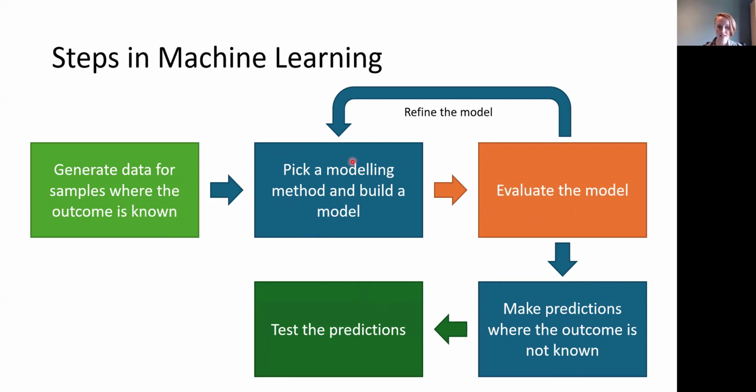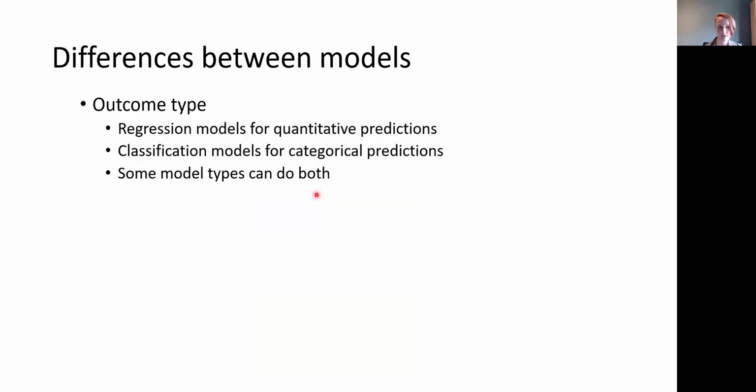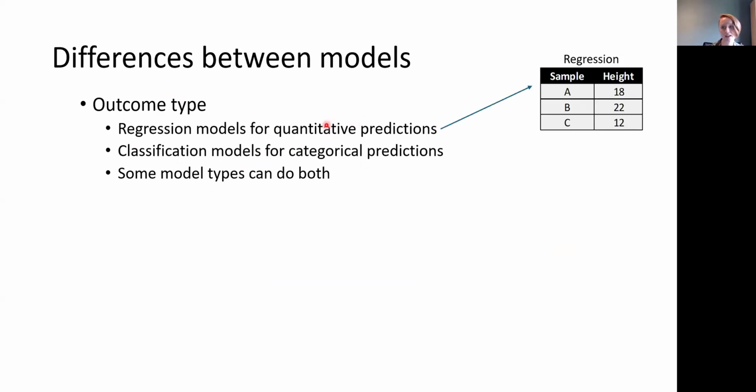As I said, the model type that we want will depend on a few things. The main differences between models are the outcome type that we want and the input that we have, or the type of data that we have. So in terms of outcome type, there are two main types of models. There are regression models, which will make quantitative predictions. So for example, if you want to predict height in your samples, you will want some kind of numerical quantitative value, and therefore you will want a regression-based model.